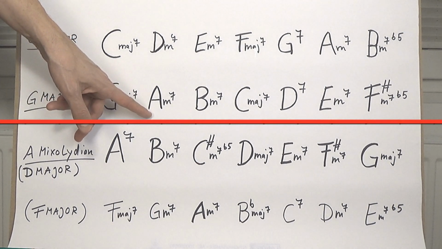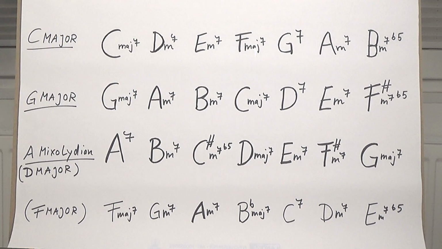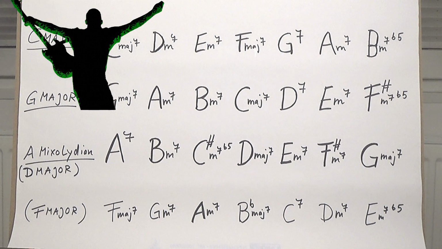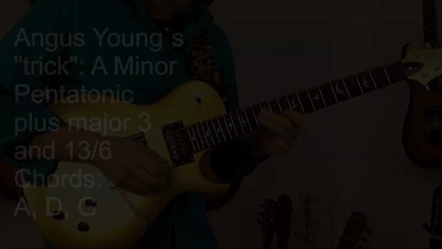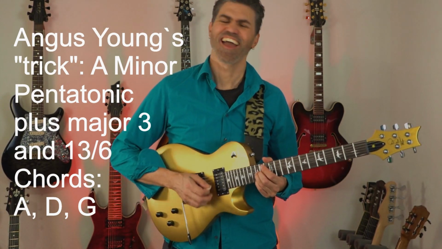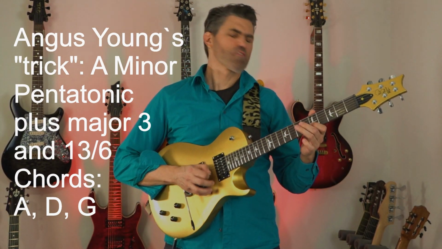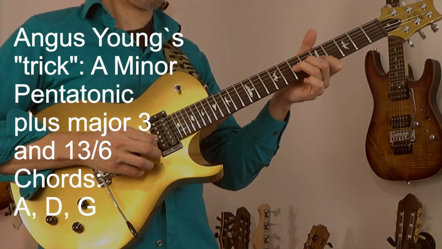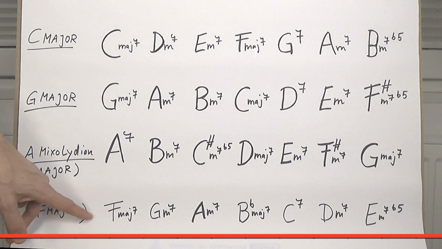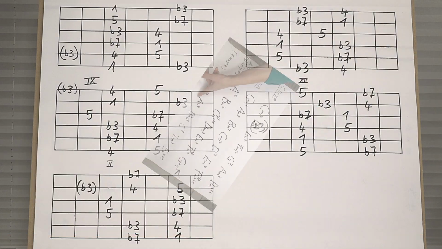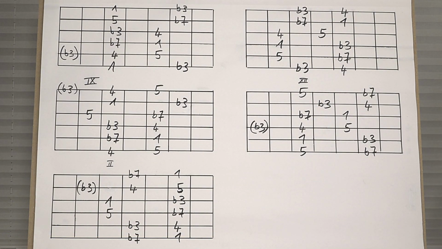You can play it as well over chord changes in the key of G major, respectively A Dorian. And what is very interesting, and this is what a lot of rock musicians are doing, especially Angus Young from AC/DC, is using that a lot. He's playing the minor pentatonic above a Mixolydian, respectively D major. And maybe you can use it over F major, respectively A Phrygian. So let's take a look at the fingerings of the scale.